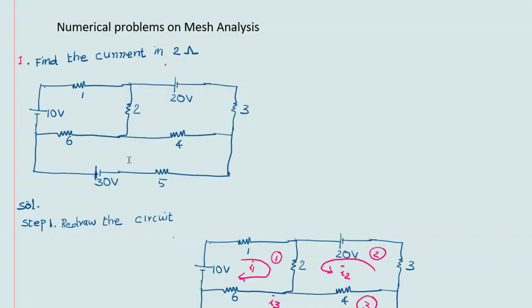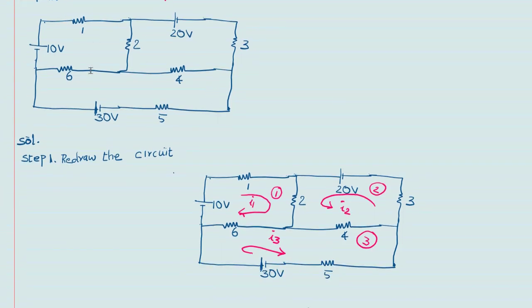Hello friends, today I will discuss the numerical problems on mesh analysis. Let me take the first problem. The first question is: find the current in the 2 ohm resistor for the following circuit.